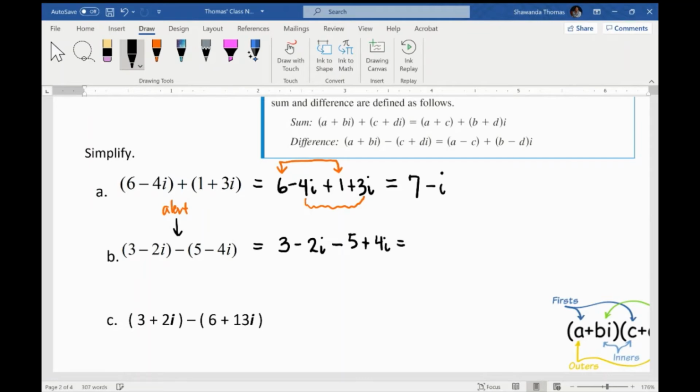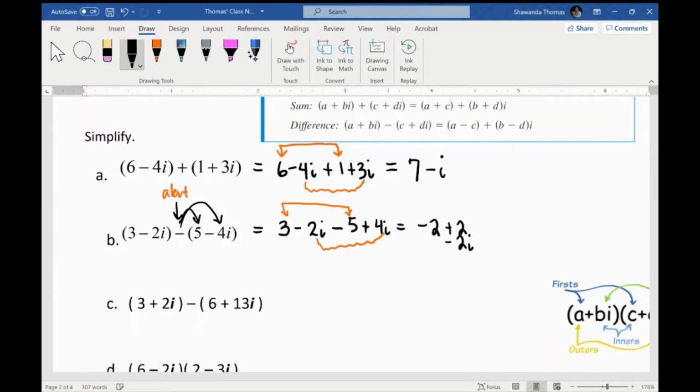I wanted to see when you drop the parentheses, do you multiply the negative through that parenthesis? All right. So now we have like terms. What could we add and subtract? 3 minus 5, that is -2. And then it'll be the 2i and the 4i, so 2i plus 2i. Good. It's simple as that. We're adding and subtracting.